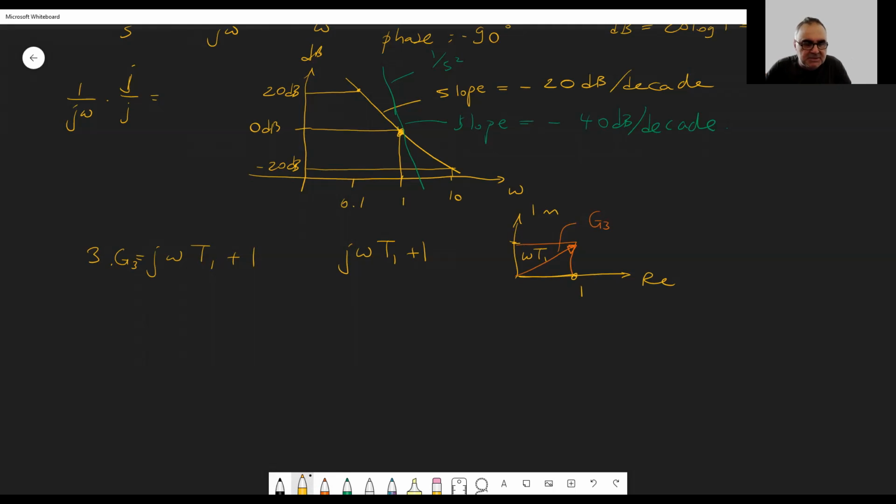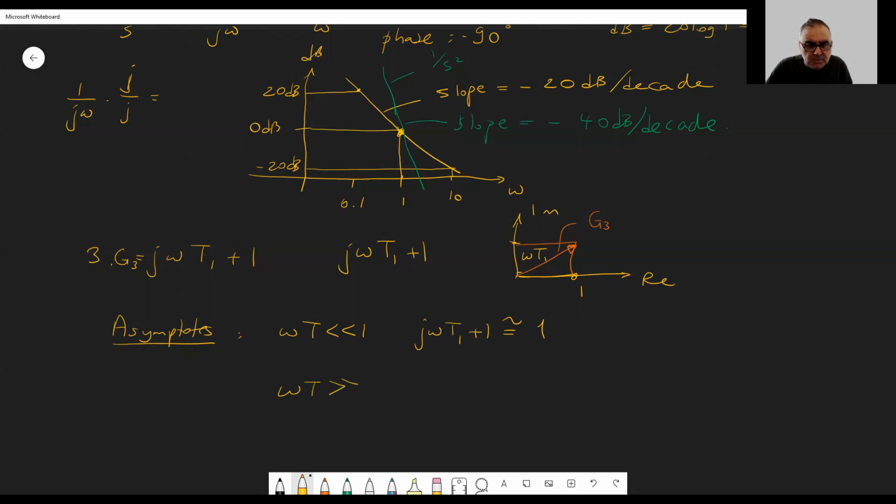Now we will look at the extreme cases, the so-called asymptotes. When, for example, omega times t is much less than 1, okay? So this term is much, much smaller. This term here will be negligible compared to the other one. So j omega t1 plus 1 can be approximated by 1 because this term is negligible compared to the other one. You are somewhere around here, let's say, so that you're on one side.